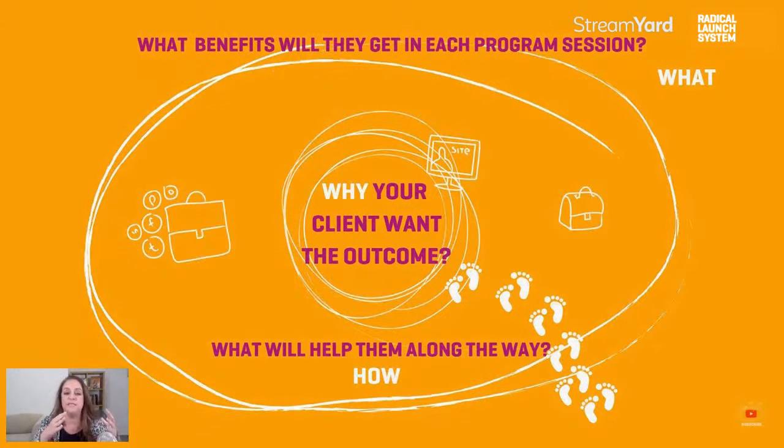Basically, what I do is we figure out why they want what they want, and then we reverse engineer all the steps. What will help them along the way is the how. At the moment, your prospect is thinking, how am I going to do this? How am I going to be more happy? How am I going to get a good relationship with somebody? How am I going to solve my marriage? They are just thinking of how, because they are seeking a solution.